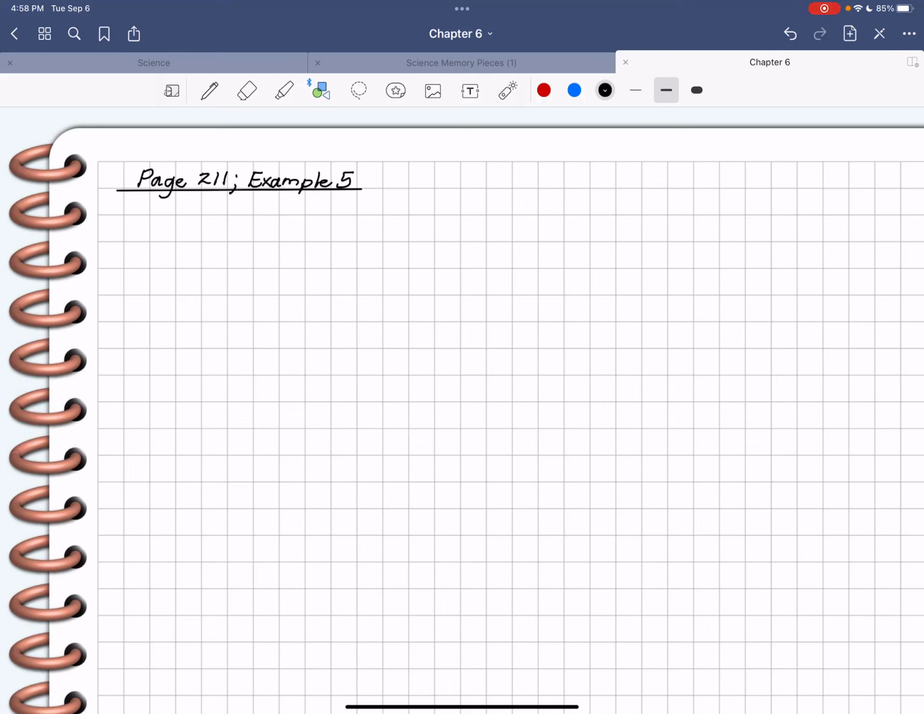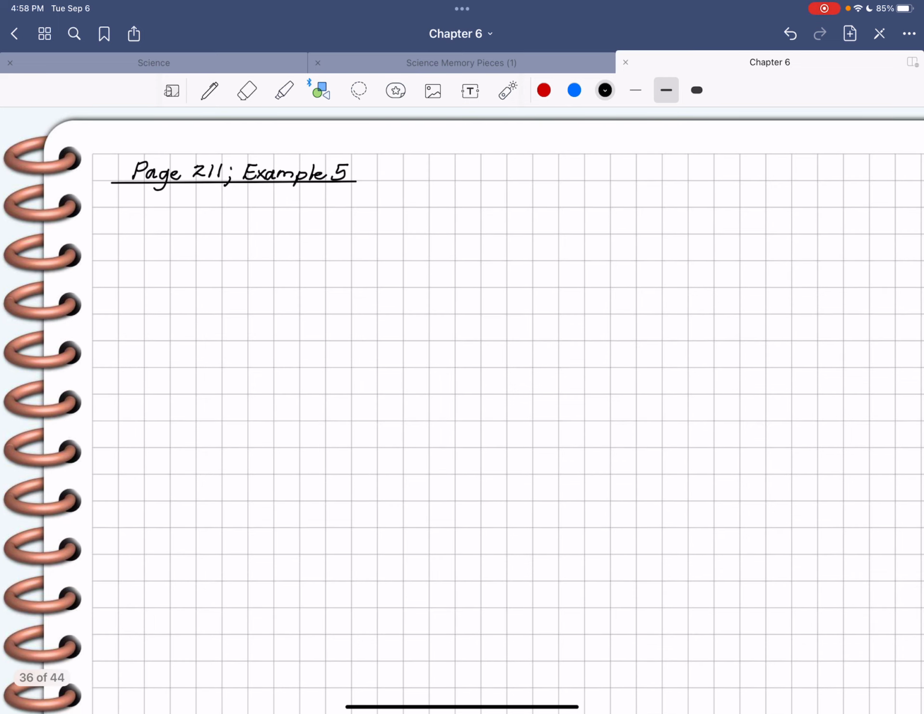I am on page 211, and we're looking at example 5, where we're supposed to compare y-intercepts. Two linear functions are described in the table and graph. Which function has the greater y-intercept? Well, the first one is given to us in a table of values. It is a horizontal table, and I forgot to show you that trick I was going to show you.